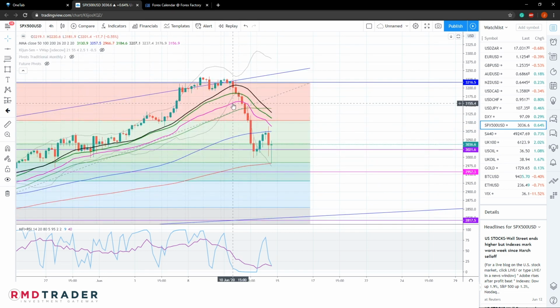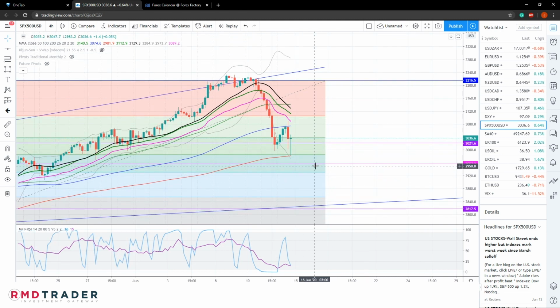3160 being around this area here. So that coincides also with the 50 SMA on the 4-hour. And I believe that would be a potential area of overhead resistance should price retrace a bit higher. But overall, I think it's likely that price will target a slightly lower level at the monthly pivot level.